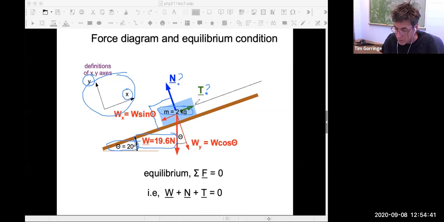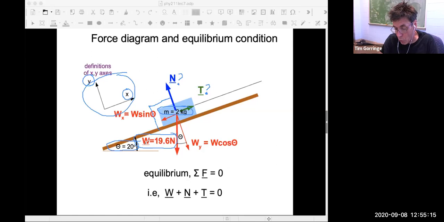Well, for the tension force, that's easy because it all acts in the positive X direction. For the normal force, it's easy. It all acts in the positive Y direction. For the weight, it's a little more complicated though. If you look at the weight, it has a component along the Y direction, in the negative Y direction. And it also has a component along the negative X direction.